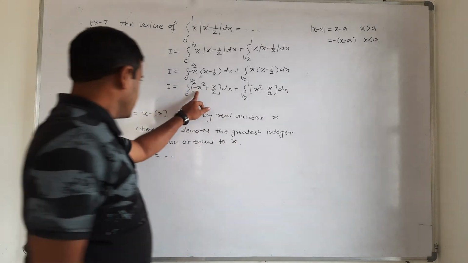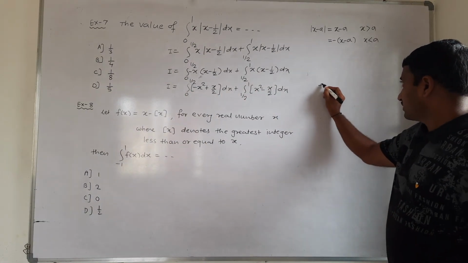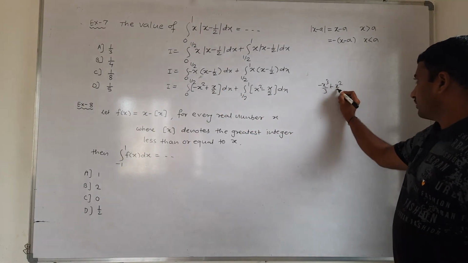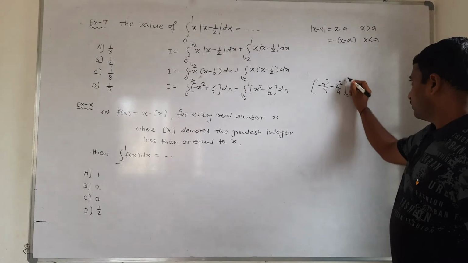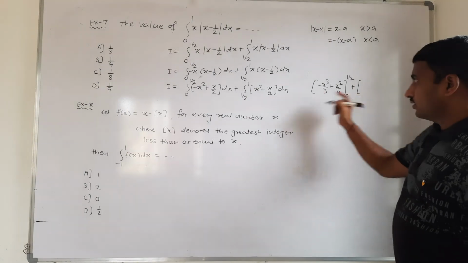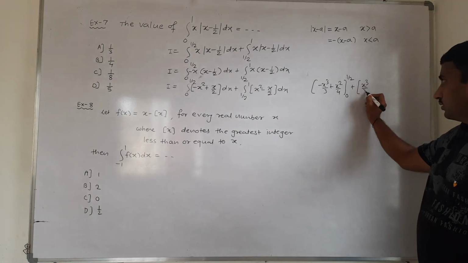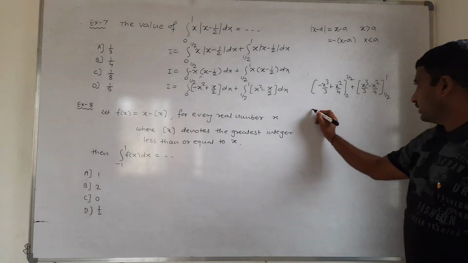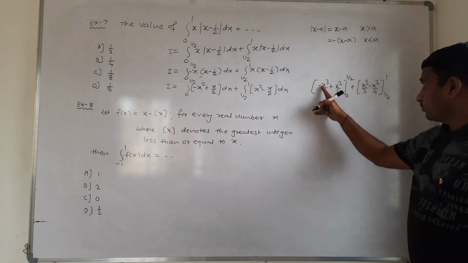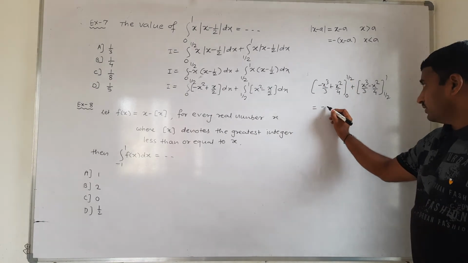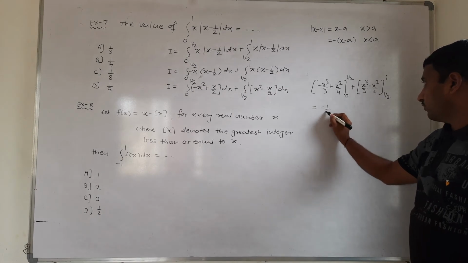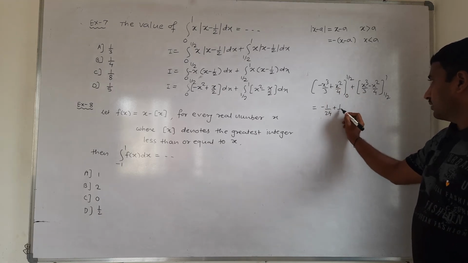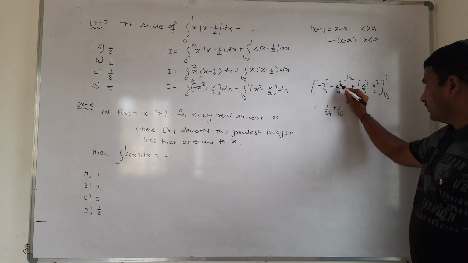Now its integration: minus x cube by 3 plus x square by 4, limits are 0 to 1 by 2. Second, x cube by 3 minus x square by 4, limits 1 by 2 to 1. Check limits. Now solving this, put x equal to 1 by 2. 1 by 2 cube is 1 by 8, minus 1 by 8 and this 3, is 1 by 24. Here x equal to 1 by 2, 1 by 2 square is 1 by 4, and this 4 is 1 by 16. Lower limit 0 neglected.